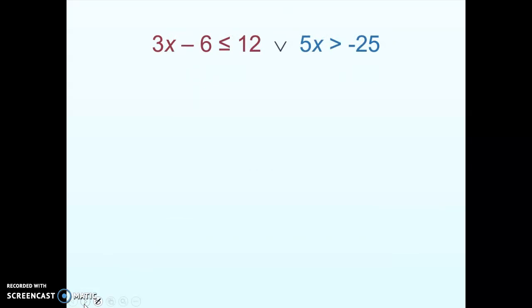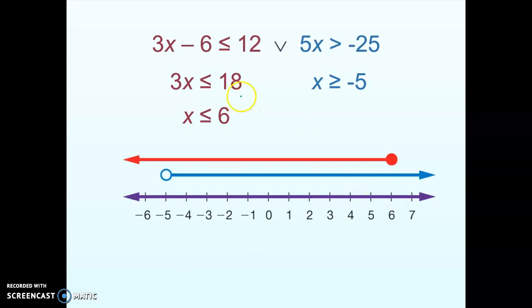Okay, let's take a look at these two inequalities. We've got 3x minus 6 is less than or equal to 12, or 5x is greater than negative 25. When we solve for x, we get x is less than or equal to 6, or x is greater than or equal to negative 5. When we put that on a number line, x is less than or equal to 6, starts at 6 and goes all the way to the left, and x is greater than negative 5, starts here at negative 5, open circle, goes all the way to the right.